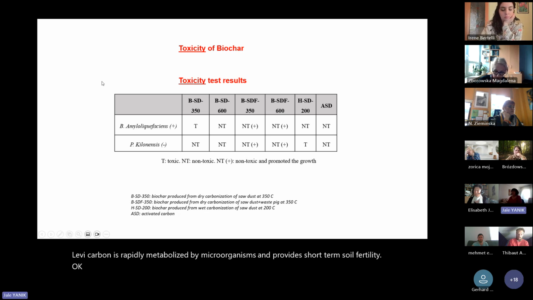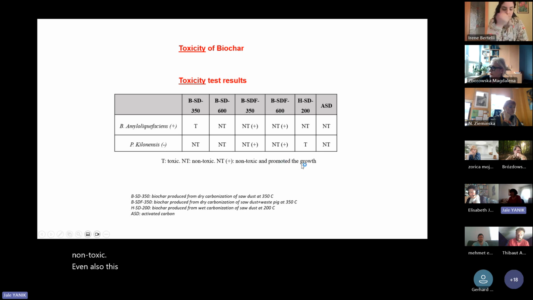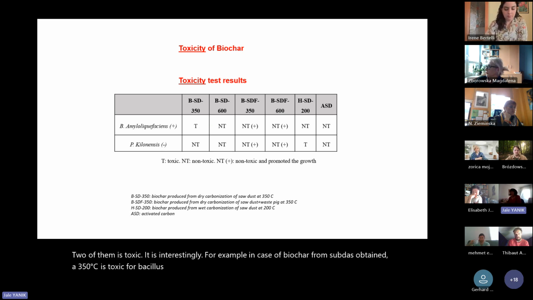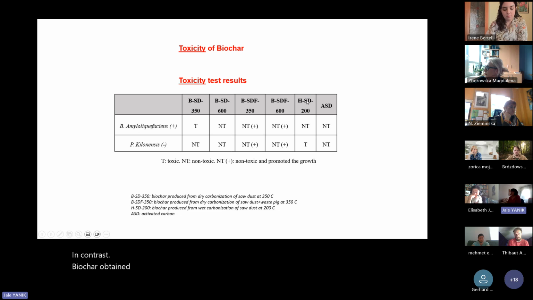Okay, now in this slide you see the toxicity results of our biochars. Most of the biochars are non-toxic. Some of them even promoted microbial growth, but two of them are toxic. Interestingly, for example, the biochar from sawdust obtained at 350 degrees Celsius is toxic for Bacillus bacteria, but non-toxic for Phyllonesis bacteria. In contrast, the biochar obtained from wet carbonization is non-toxic for Bacillus, but toxic for Phyllonesis.